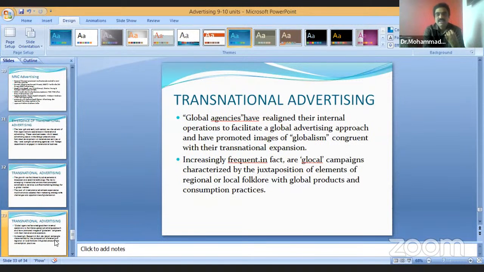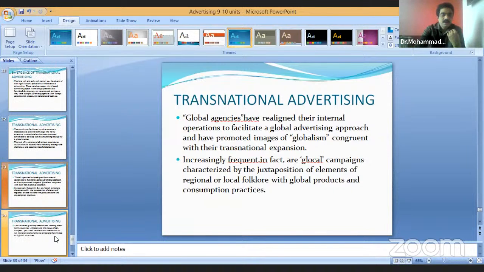Global agencies have realigned their internal operations to facilitate the global advertising approach and have promoted images of globalism congruent with transnational expansion, making global campaigns increasingly frequent. Global campaigns simultaneously cover indigenous as well as international customers. Global means a global village. These campaigns adopt strategies to reach indigenous as well as global audiences, and are characterized by the juxtaposition of elements of regional and local folklore with global products and consumption practices.